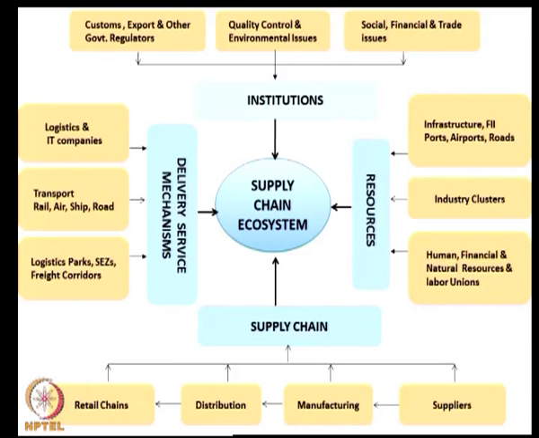Now you have a supply chain where the suppliers are in one country, the manufacturer in another, the distributors in another, and retail chains and customers in yet another country. When you have a supply chain that is dispersed, how do you govern it? The governance should also take into account the resources, the institutions, and delivery. In other words, if you are sourcing your supplies from China or from Malaysia or from some other place, then your staff or your management should be aware of all the rules, regulations, customs, export rules, and other things, and also the quality control and environmental issues, because you don't want to be a party to going against any of these country regulations.